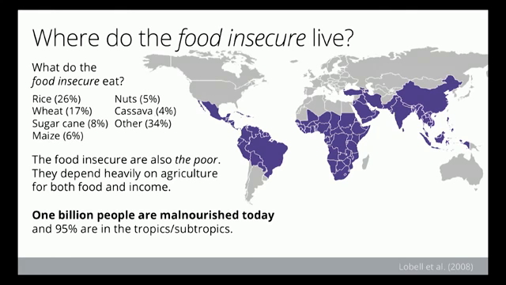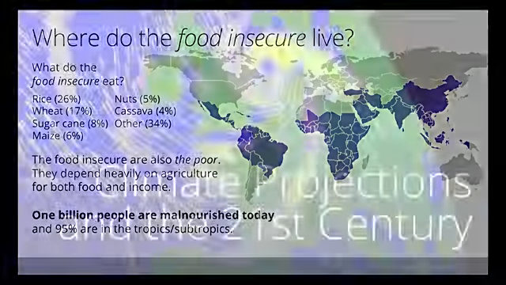They're food insecure. They're also the poor. So most people in these developing countries that are malnourished don't own the land they're working, right? They work for someone else to create income, and then they buy the food. So they depend on agriculture for both income and food. Okay, so that sets the stage.